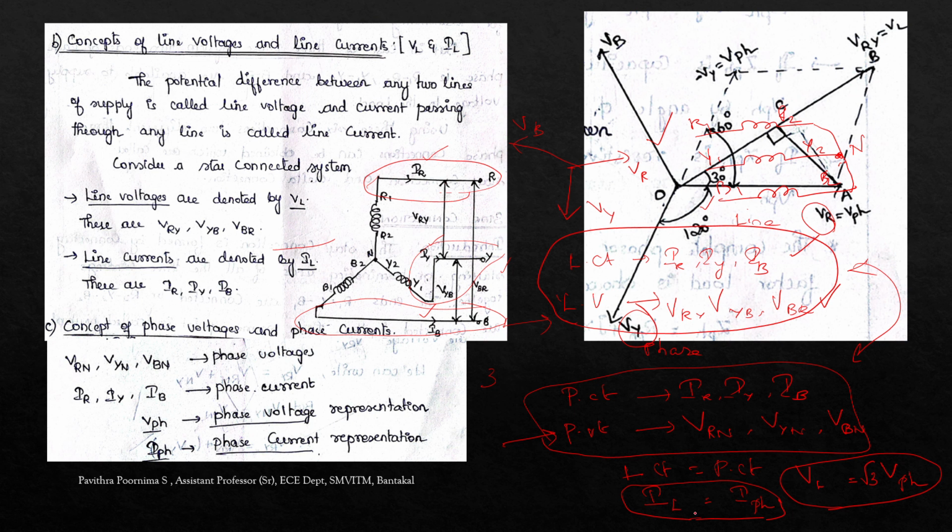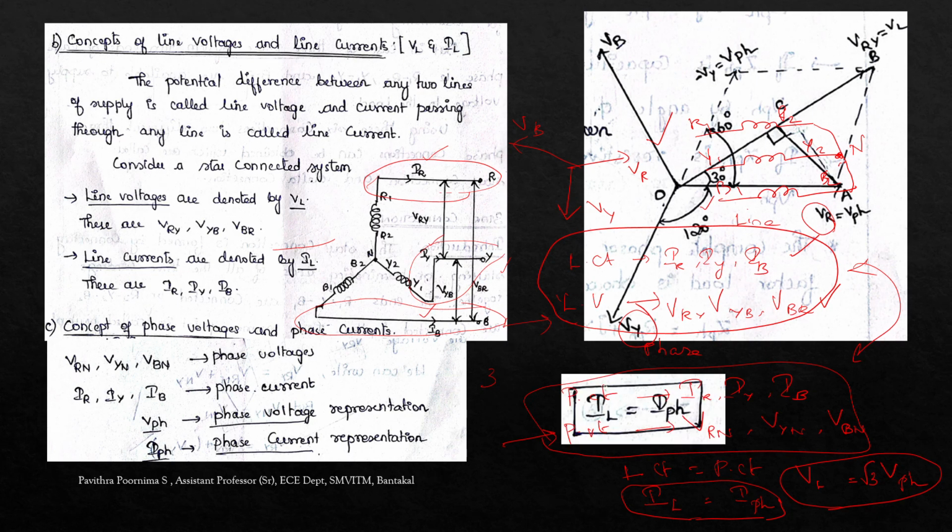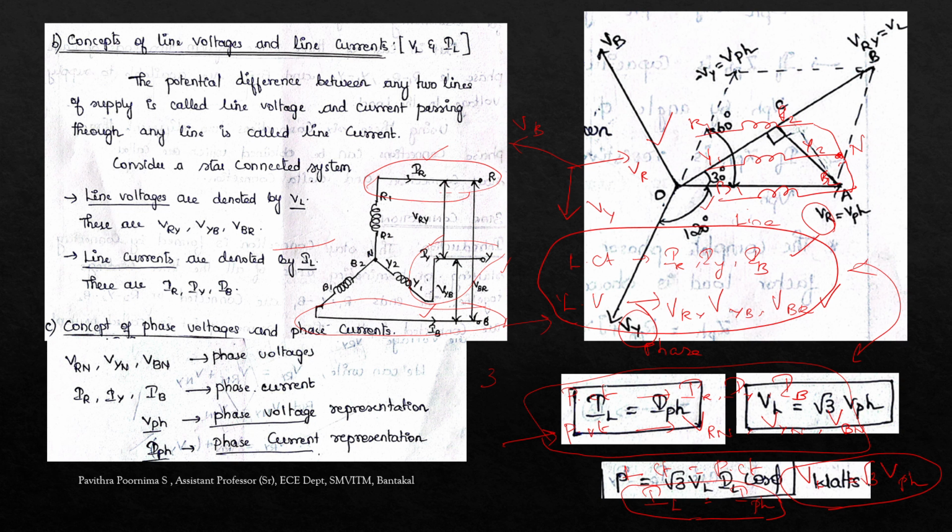Actually there is a derivation, but no need to worry about the derivations. Just remember the formula. We can identify that IL equal to I phase. The other formula is VL equal to root 3 into V phase. That's it. And remember the vector diagram. This is about the relation between the line and phase voltages in the star connection. IL equal to I phase, VL equal to root 3 into V phase. That's it about the star connection.